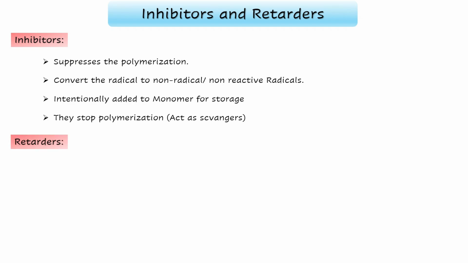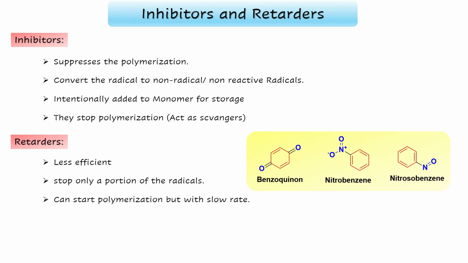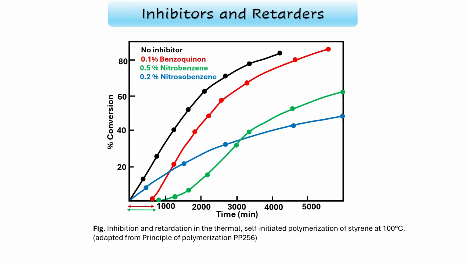Retarders are less efficient and stop only a portion of the radicals. In this case, polymerization occurs but at a very slow rate. Substances such as benzoquinone, nitrobenzene and nitrosobenzene are famous examples that can act as inhibitors and retarders. To better understand how they work, let us have a look at this plot.